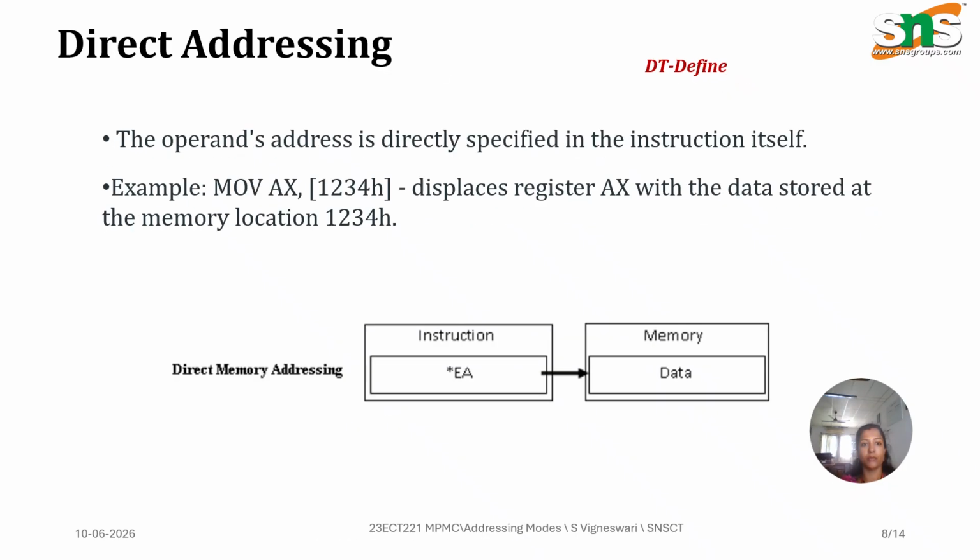Now let us discuss the direct addressing mode. Here in the direct addressing mode, the memory address of the operand is explicitly specified in the instruction. For example, MOV AX, [1234H]. Here the processor directly accesses the memory location and transfers the stored data into the register AX. This addressing mode is simple and easy to understand, but the instruction must contain the memory address, which increases the instruction size.